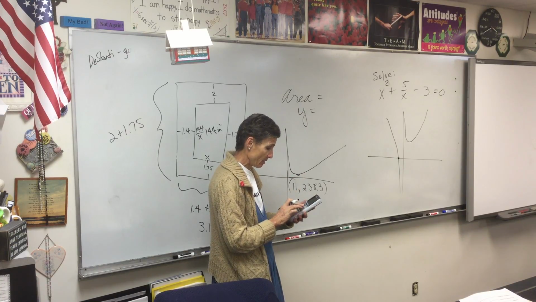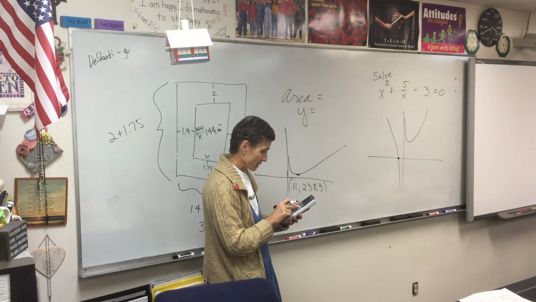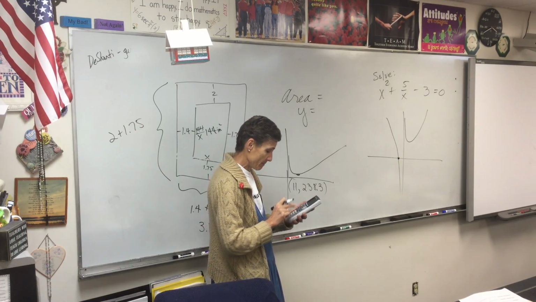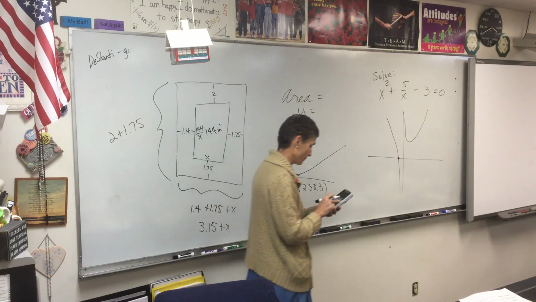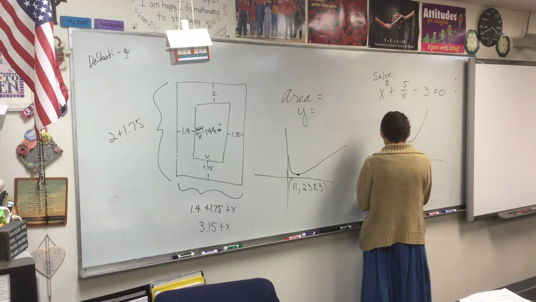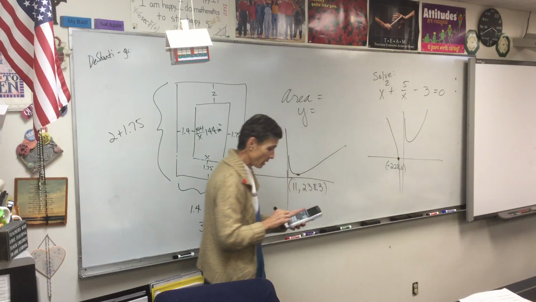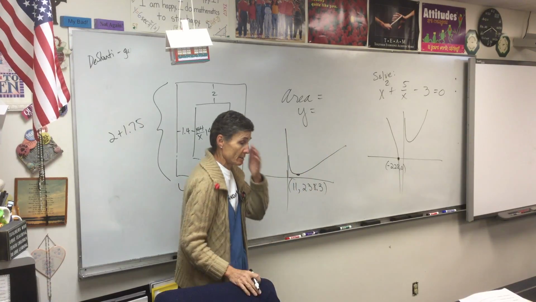So back to second calc, this time pick 0. And set my left bound and right bound. And that one is negative 2.28. So the only answer to the problem would be negative 2.28.